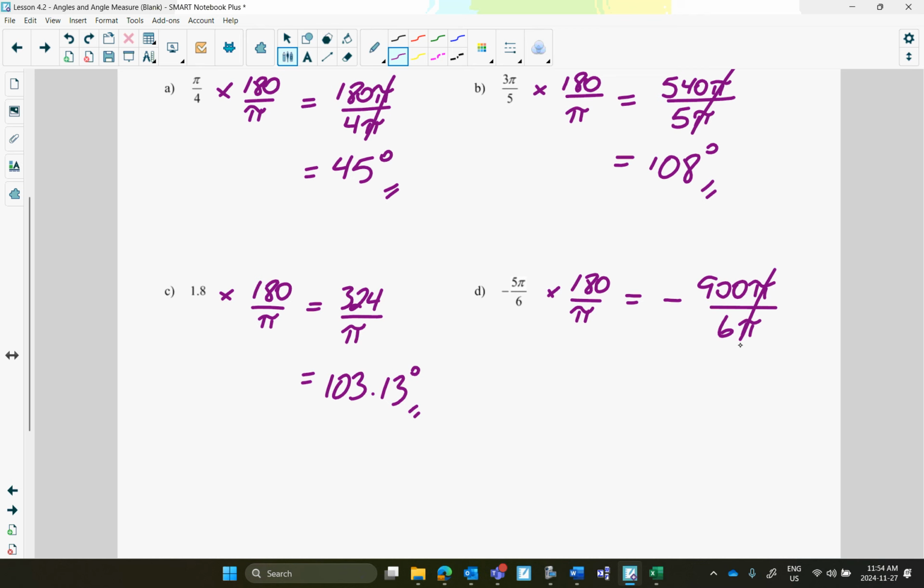What's negative 900, or what's 900 divided by 6? That's a tough one. Without a calculator. 150. Negative 150. Not you. That's smart.